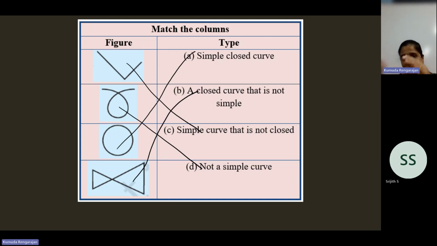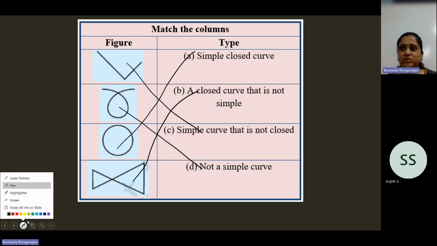Matching the figure with the verbal description is mostly easier always. Instead of looking at one figure and checking which option it will go with, it's better you take the verbal thing and match that with the figure. That's mostly easier. Or whichever is easy for you.